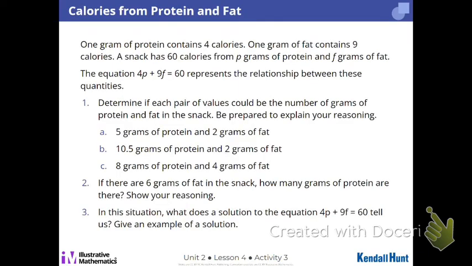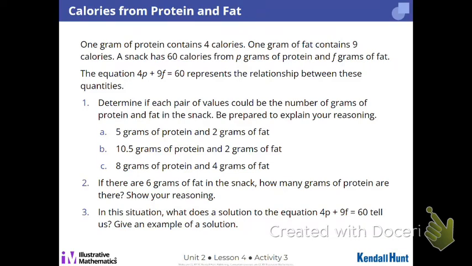Okay? So we're back to some nutrition stuff. There are 4 calories per gram of protein, 9 calories per gram of fat, for a total of 60 calories. Right here, you've got your equation. You're going to test out some combinations of protein and fat and see if it works, just like we did last time. Notice I said combinations, though. There isn't just one. And then you're going to see if you can figure out how many grams of protein if you know the fat on problem 2. And then you're going to use your words to explain things in context for problem 3.